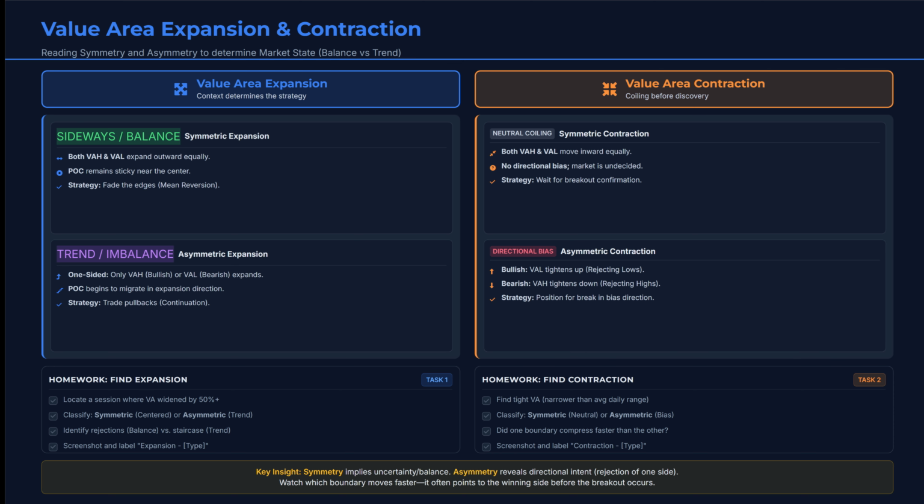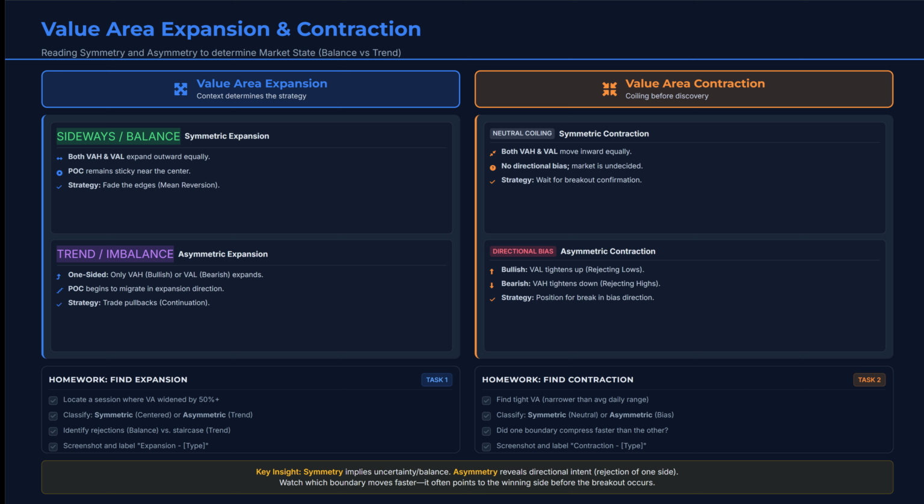Ask yourself, did both boundaries expand equally with a centered POC? That's symmetric balance. Or did one boundary expand significantly more with POC migration? That's asymmetric trend. Step 3. Identify the characteristic behavior. For symmetric expansion, mark the price rotations between VAH and VAL, at least 2 clear swings. For asymmetric expansion, mark the staircase POC migration and the LVNs left behind.